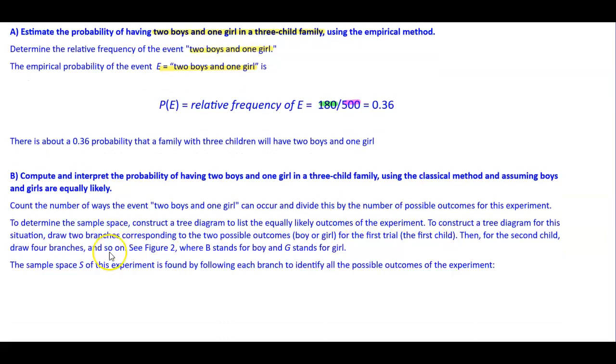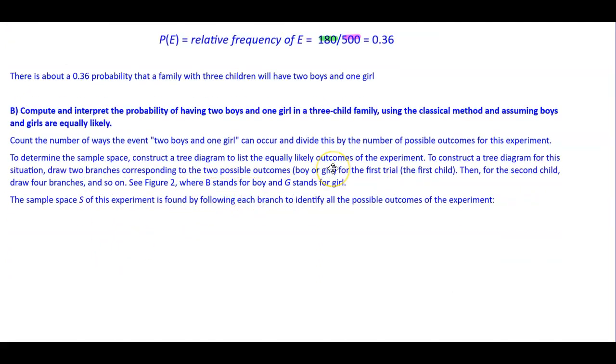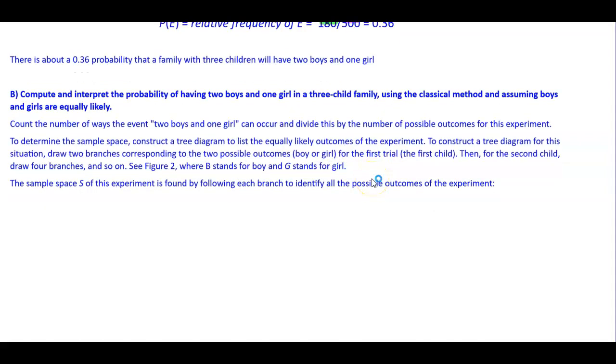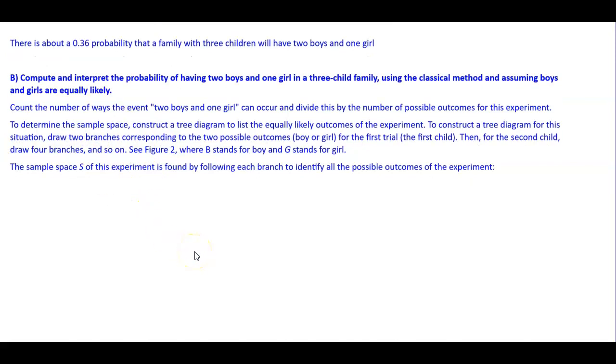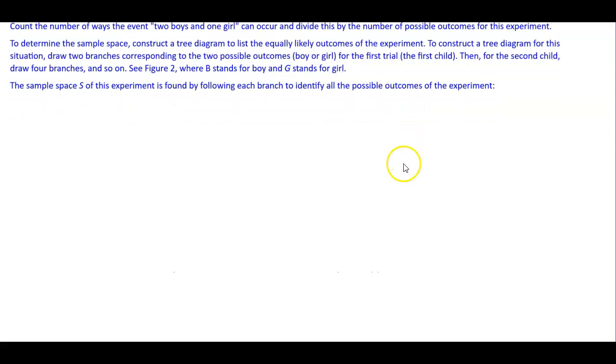Now, to determine the sample space, we're going to construct a tree diagram to list the equally likely outcomes of the experiment. Now, to construct a tree diagram for this situation, we're going to draw 2 branches corresponding to 2 possible outcomes, a boy and a girl, for the first trial, which would be the first child. So that means that we have 2 branches here. Okay, one that represents a boy and the other one that represents a girl.